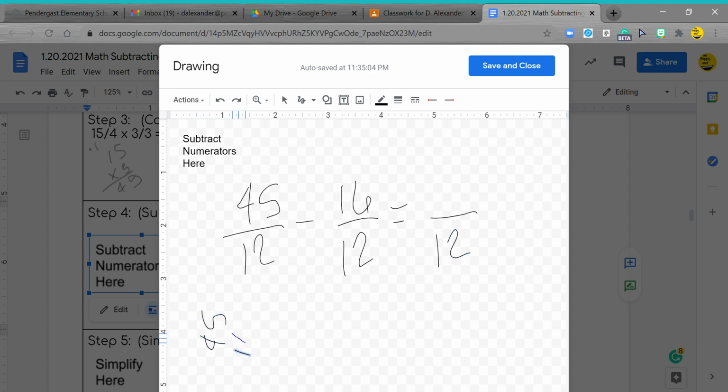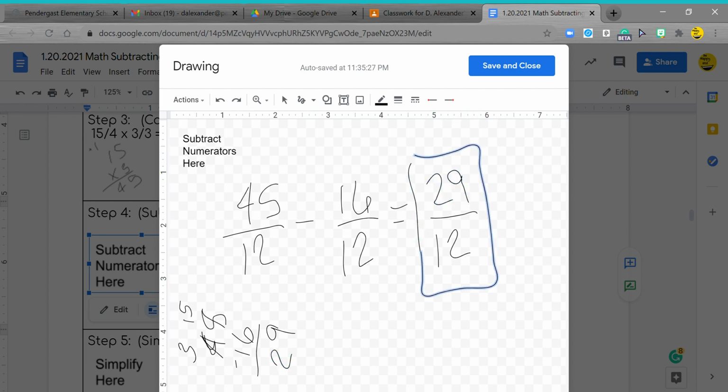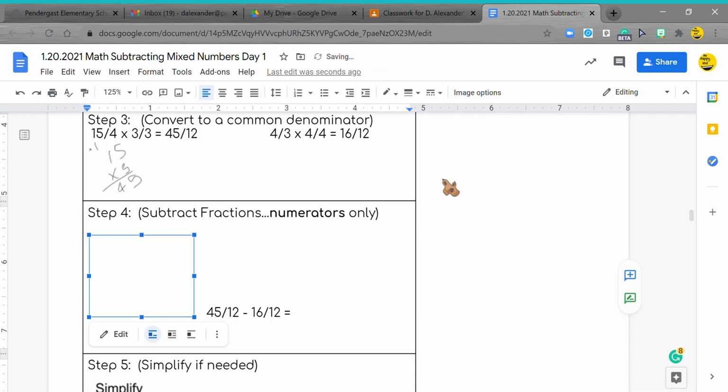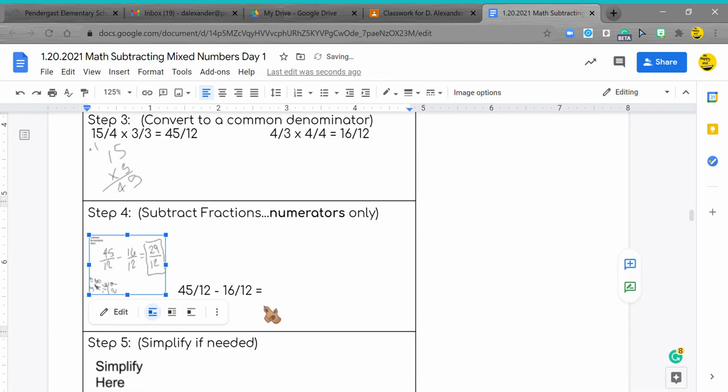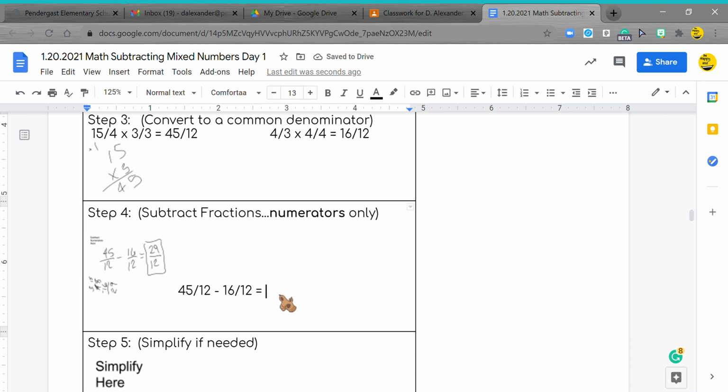45 minus 16. Sorry, my 4 looks funny. So 5, I need to regroup. This becomes a 3, and this becomes a 15. 15 minus 6, yes, is 9. 3 minus 1 is 2. So my answer is 29 twelfths. Okay, you guys, so I'm going to hit save and close. Yes, I'm going to make it a little smaller. Right here, I go 29 twelfths.